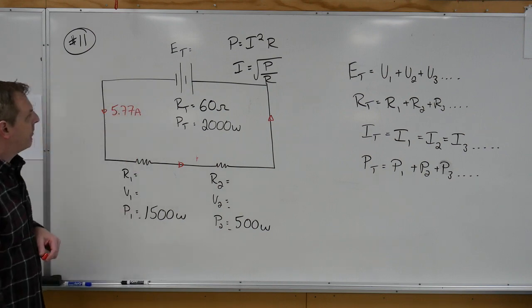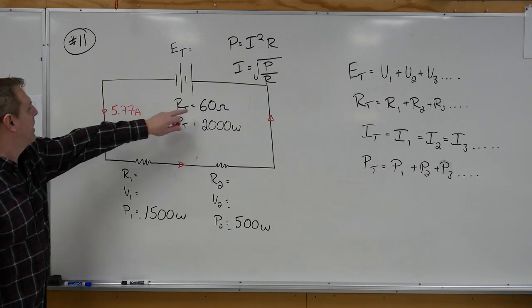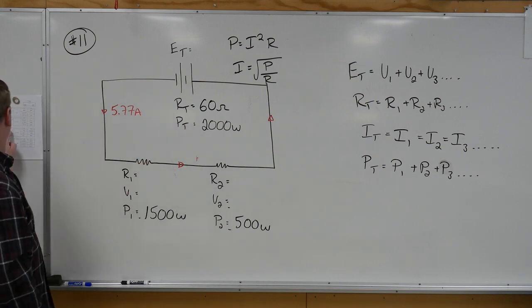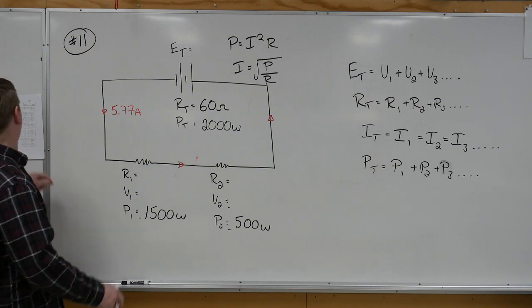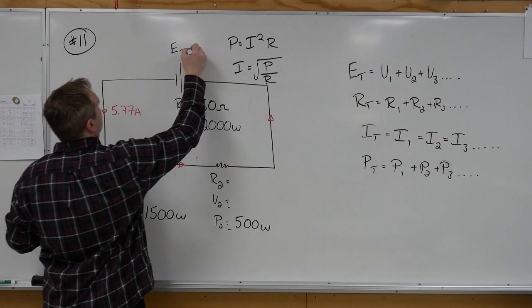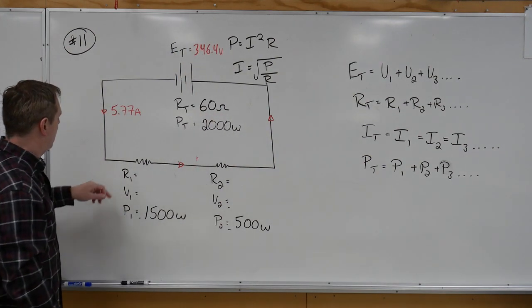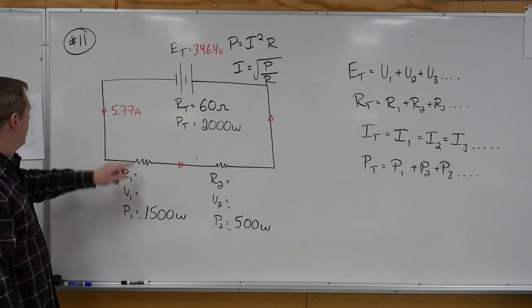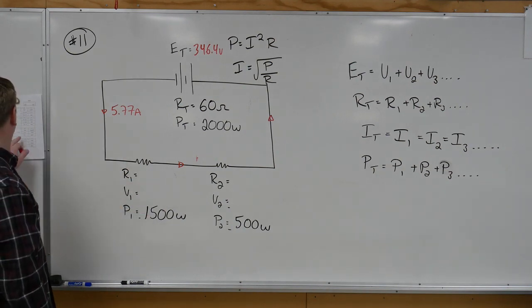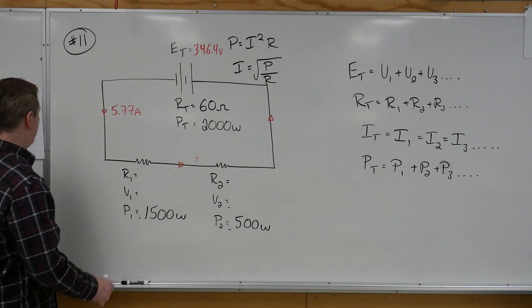And then from there, it's pretty straightforward. We can go 5.77 times the 60 to give us a total voltage of 346.4. All right, and then we can also go 1500 divided by 5.77 to give me my voltage down there of 259.8.